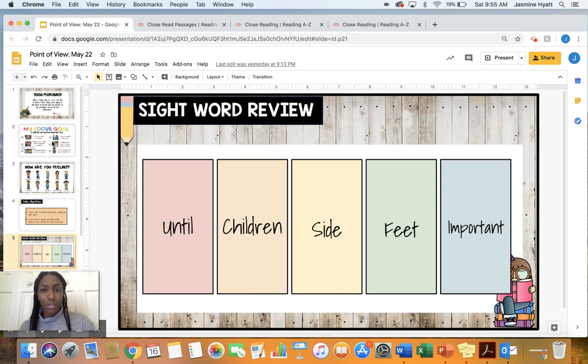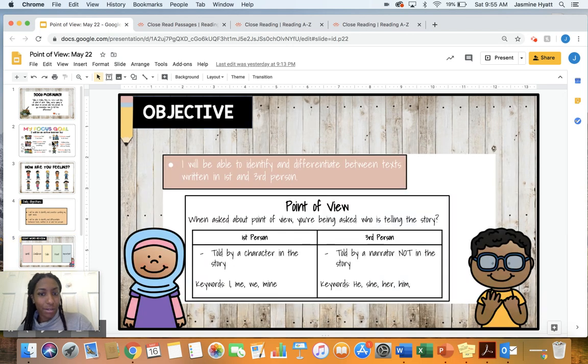Nice. The word is feet. The word is feet, get ready, go. Feet. One more time, get ready, go. Nice. Last one. The word is important. The word is important, get ready, go. Important. Your turn, get ready, go. Nice. All right, so let's go ahead and jump into our lesson.